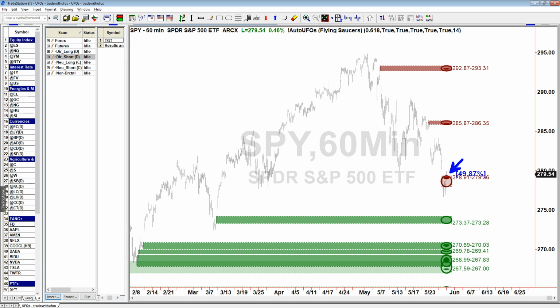The app updates the plotting once per candle when the candle closes. The app calculates the unfilled orders in real time, but the plotting, so it doesn't get too confusing, remains until the candle closes. Since this is a 60-minute time frame, it will take another 21 minutes before the candle closes. When the candle closes, this red UFO will be gone, and we know that already because price is above.